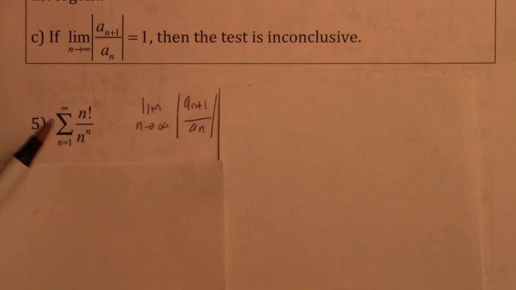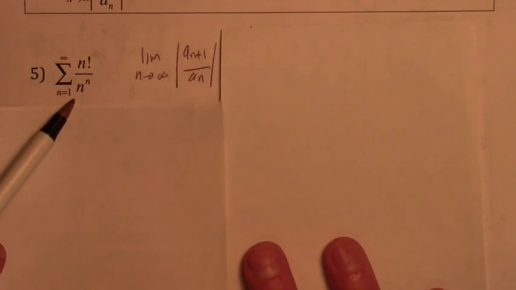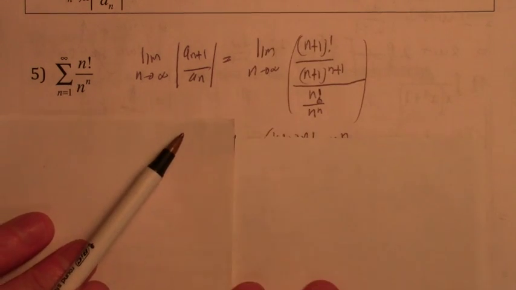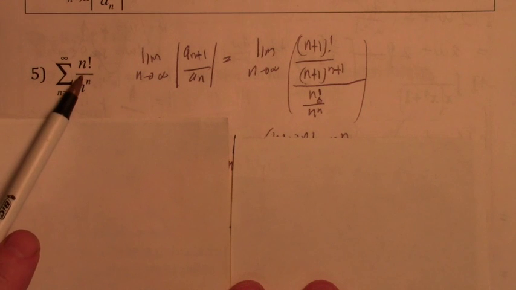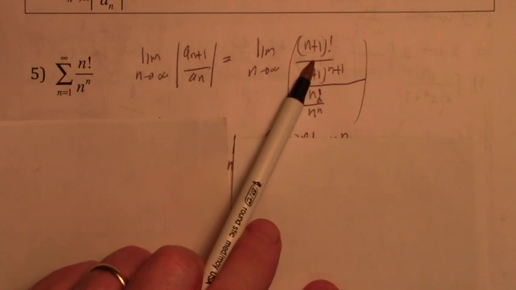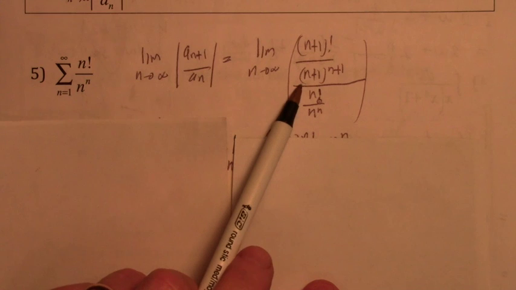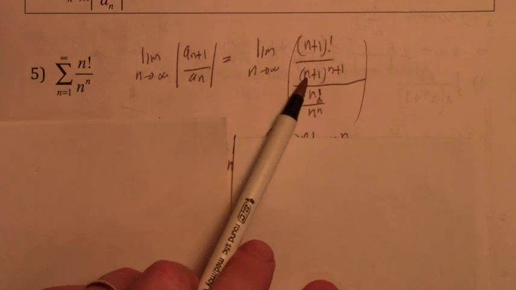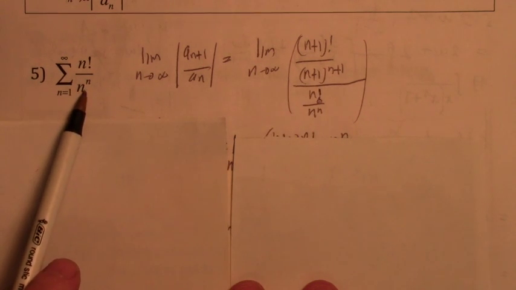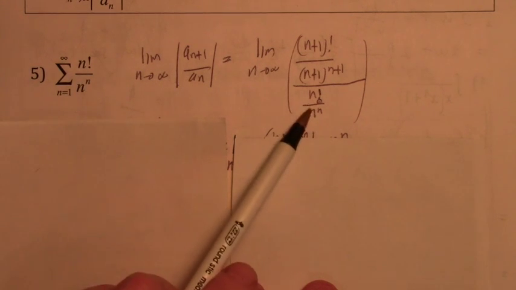So let's look at this. I mentioned it works really well with factorials. I think we've seen this before, maybe not. But if you look at the ratio of the n plus 1th term to the nth term, a sub n plus 1 is right here, you see? It's n plus 1 factorial over n plus 1 to the n plus 1. And a sub n would be this. This is a sub n down here.